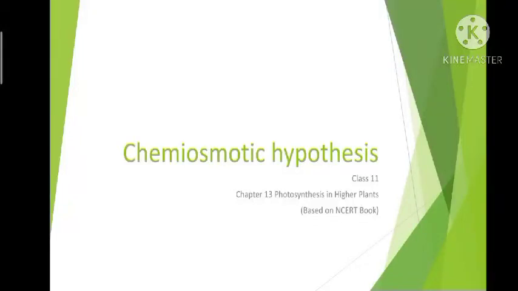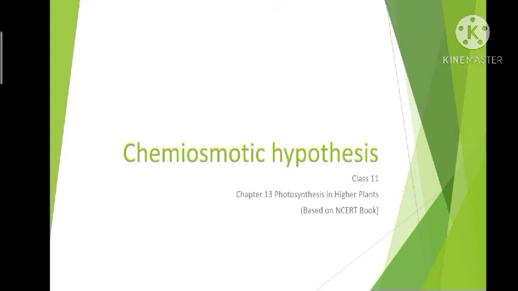Hello students, today we will see the topic Chemiosmotic Hypothesis. What is chemiosmosis? It is the movement of ions across a semi-permeable membrane-bound structure down their electrochemical gradient. Down their electrochemical gradient means from a region of high concentration to a region of low concentration across the semi-permeable membrane. ATP synthesis also occurs by chemiosmosis.